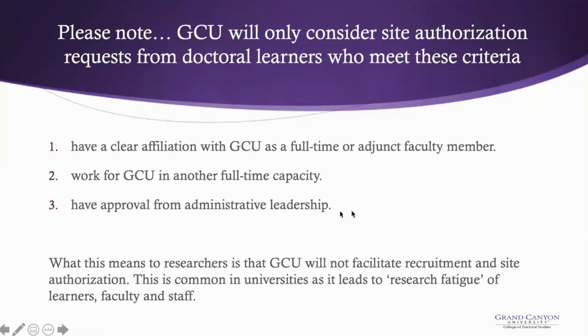So this is a side note, GCU will only consider site authorization from doctoral learners who meet criteria if they have a clear affiliation with GCU as a full-time or adjunct faculty member, they work for GCU in another full-time capacity, or they have approval from administrative leadership. What this means is that we as researchers can't use each other. This is especially important for doctoral learners. And if you think about that, that makes perfect sense. The research fatigue, and it's really not getting what you need for your study.